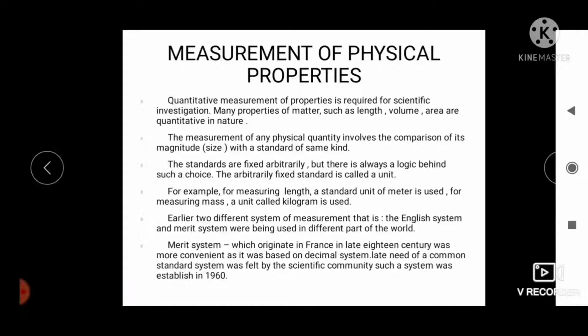The most convenient system of measurement is the metric system, which originated in France in the 18th century, and it was based on the decimal system. Later, the need of a common standard system was felt by the scientific community. Such a system was established in 1960.